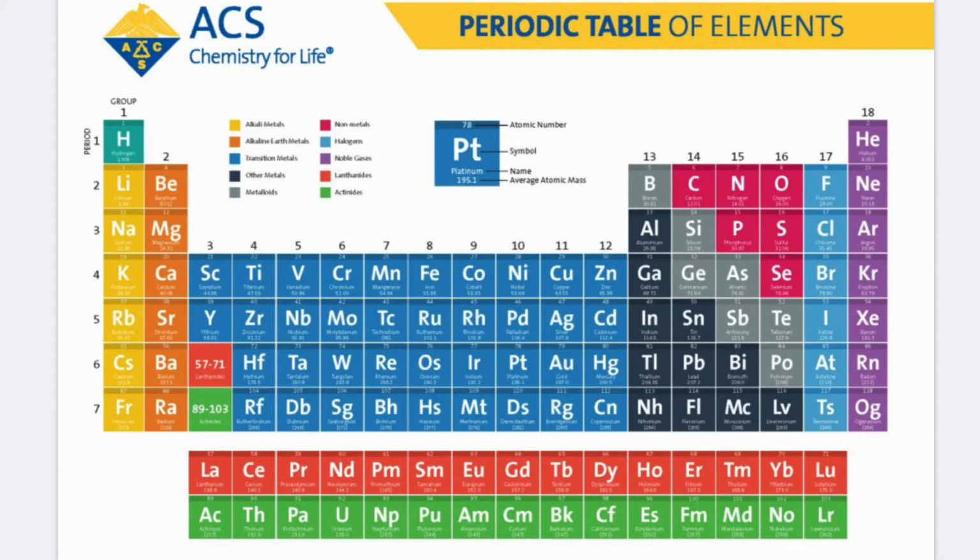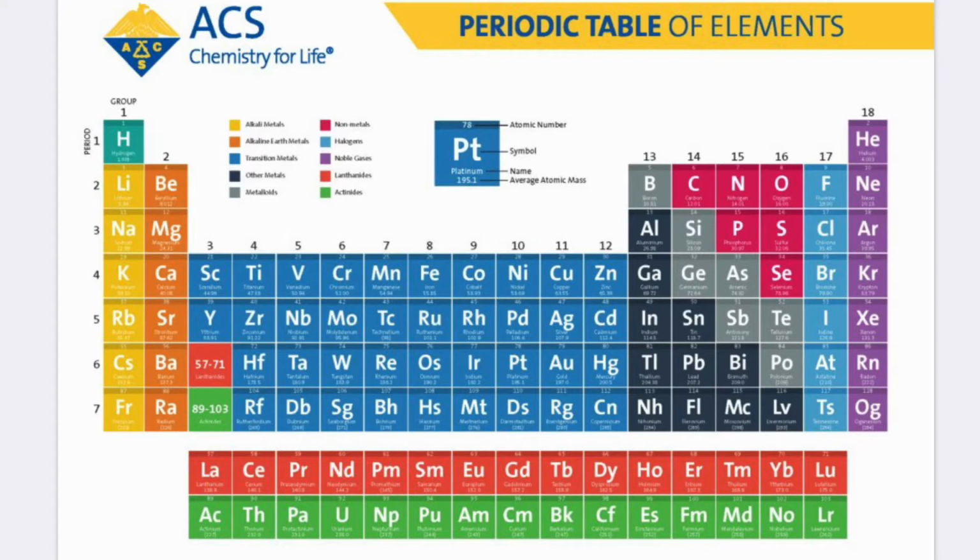Now, if you go across the page from left to right and look at all of the columns, each of those columns is called a group. You can see the numbers written from 1 to 18 across the page. If you go from 1 to 7 down to the bottom of the page, those are called periods, all of the rows. Then if you look at the key of colors there, you can see all the different kinds of elements. They're separated into groups based on their properties.